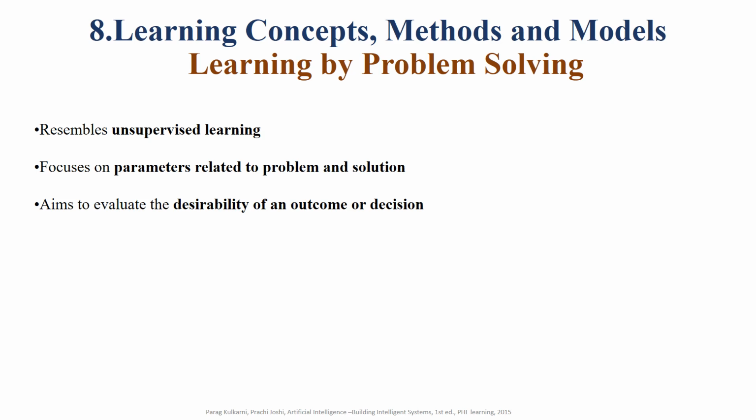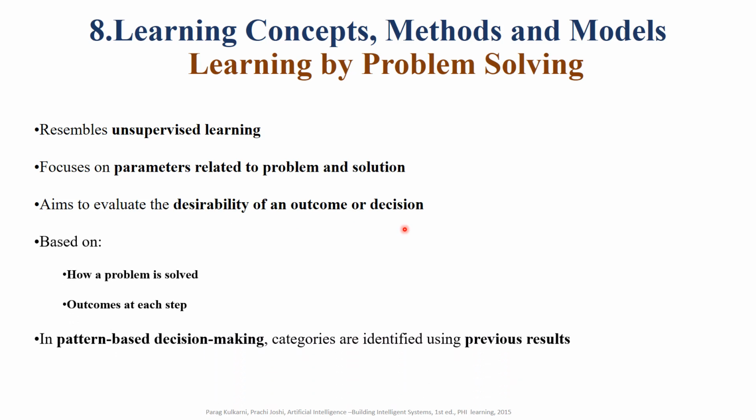Learning by problem solving. It resembles unsupervised learning. It focuses on the parameters related to the problem and solution. It aims to evaluate the desirability of an outcome or decision. It is based on how a problem is solved and the outcomes at each step. So in pattern-based decision making, categories are identified using the previous results. So this is what happens in learning by problem solving.